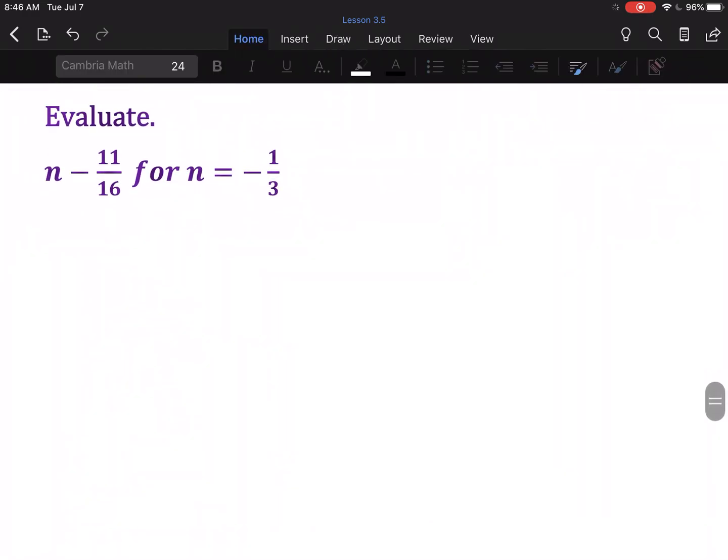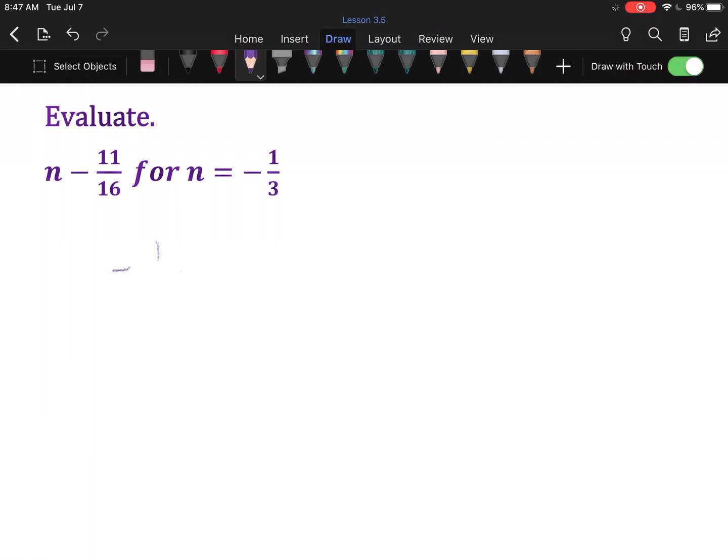And of course, there'll be some evaluation. Evaluate n minus 11/16 for n being negative 1/3. So this is negative 1/3 minus 11/16. Does 3 go into 16? No. Does 3 go into 32, the next multiple of 16? No. Does 3 go into 48, the third multiple of 16? Well, yeah, because it's 16 times 3. So our common denominator is going to be 48.